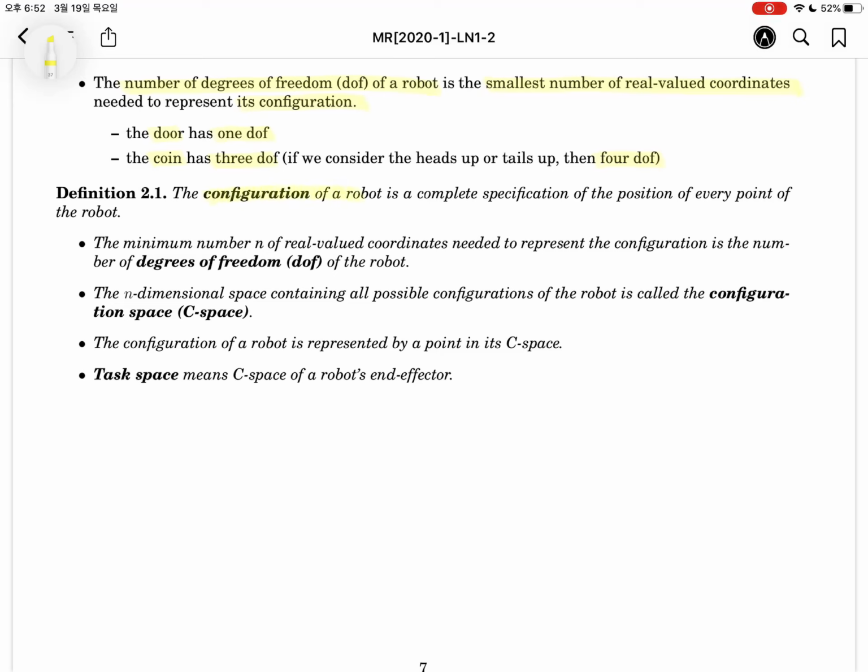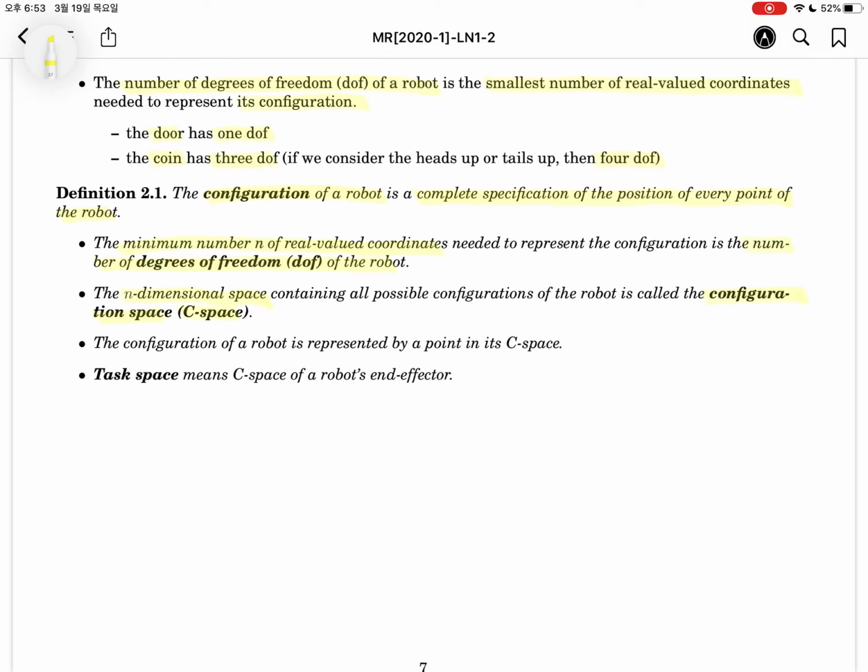Okay, let's consider the definition of the configuration. Configuration of the robot is a complete specification of the position of every point of the robot. That is the formal definition of configuration. The minimum number of real-valued coordinates needed to represent the configuration is the number of degrees of freedom of the robot. Okay, the n-dimensional space containing all possible configurations of the robot is called the configuration space.